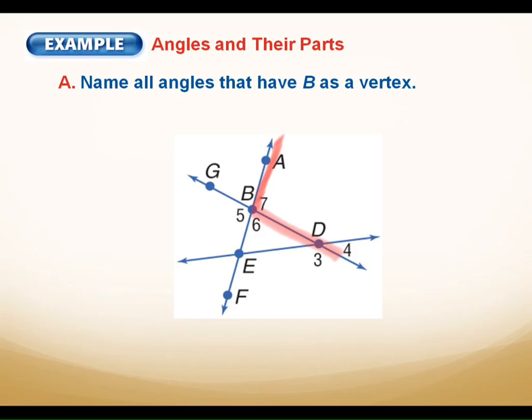ABD, that has B as a vertex. That is correct, that's that angle. Yeah, GBA, angle GBA has B as a vertex. Right? GBE, correct, has B as a vertex.